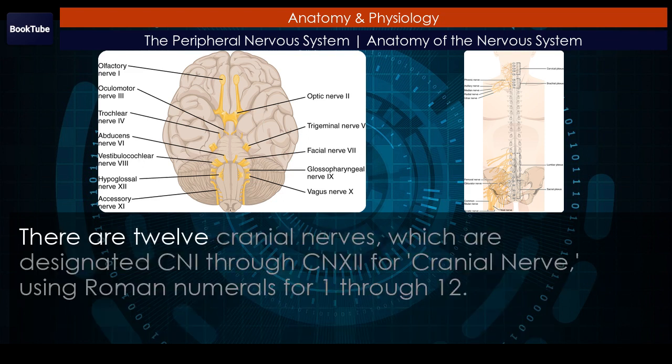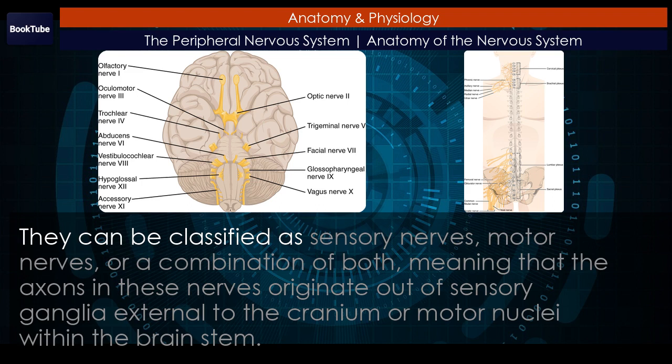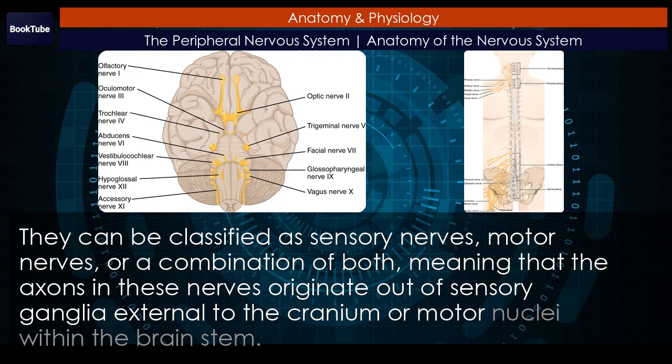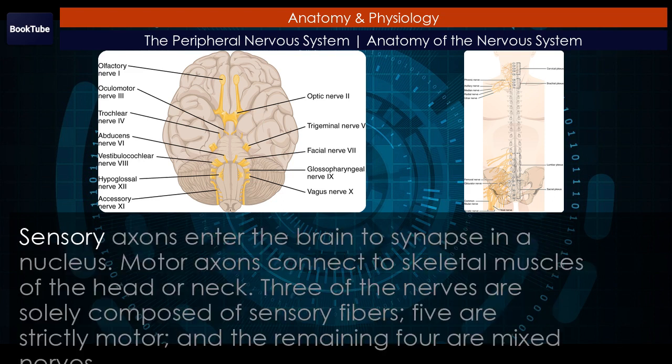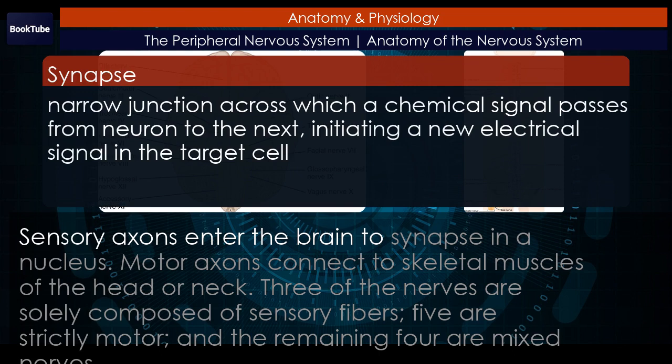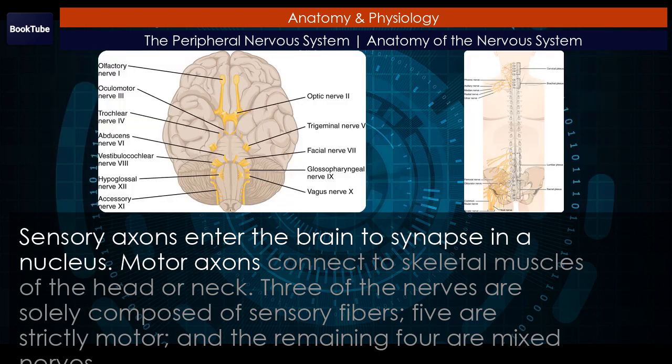There are 12 cranial nerves, which are designated CNI through CNXII for cranial nerve, using Roman numerals for 1 through 12. They can be classified as sensory nerves, motor nerves, or a combination of both, meaning that the axons in these nerves originate out of sensory ganglia external to the cranium or motor nuclei within the brainstem. Sensory axons enter the brain to synapse in a nucleus. Motor axons connect to skeletal muscles of the head or neck.